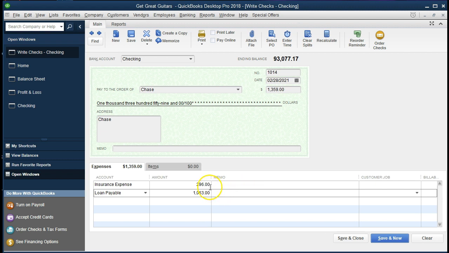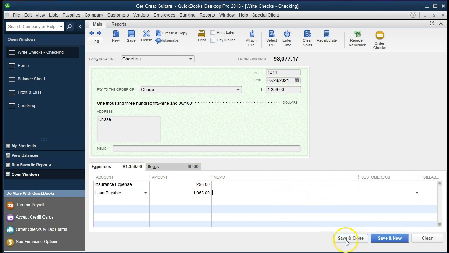So note they're slightly different. It was 300 before, and it was 1059. Now we have the interest expense 296 and 1063. We're going to save and close this. Note that when you look at the check, we already have those breakouts down here, so we don't have to use the split column. And you got to remember that we're always on the expenses typically, unless we're dealing with inventory when we write a check.